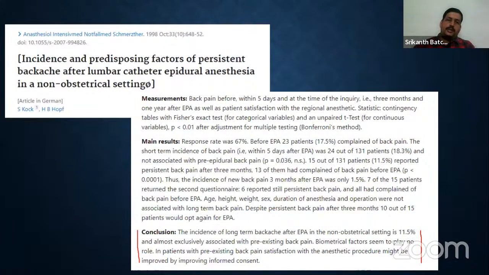And this is a very important line which we talked about just before starting the lecture. In patients with pre-existing back pain, satisfaction with the anesthetic procedure might be improved by improving informed consent. I will read it once again for you. In patients with pre-existing back pain, satisfaction with the anesthetic procedure might be improved by improving the informed consent. So you have to ask if the patient is having back pain and identify what exactly his back pain is. Is it due to a disc, are radicular symptoms present, or are there tight muscles, where the muscle is the cause of pain.